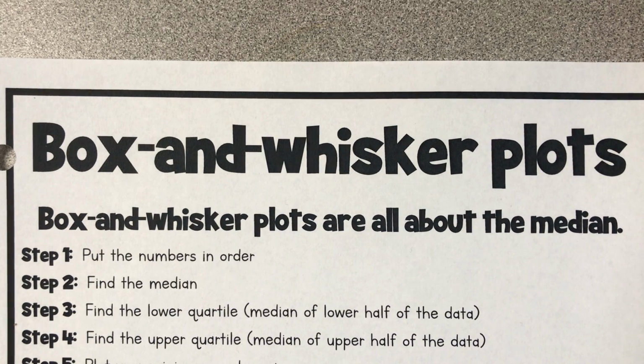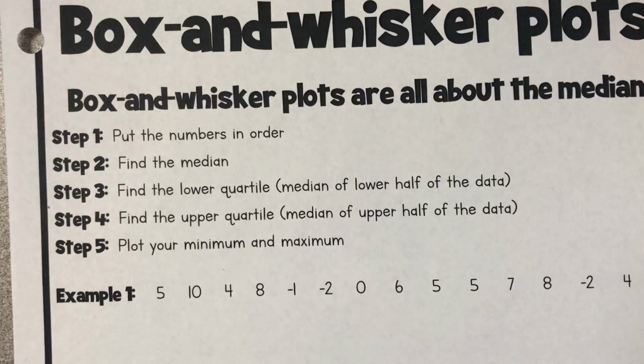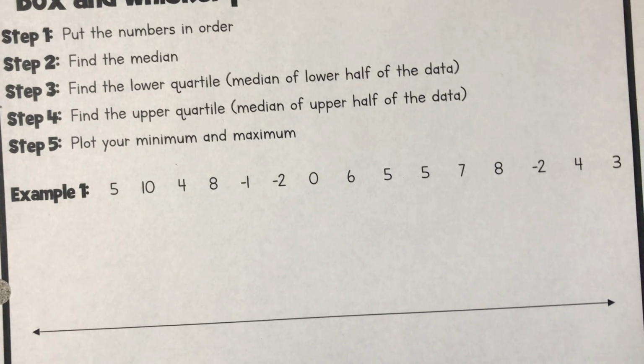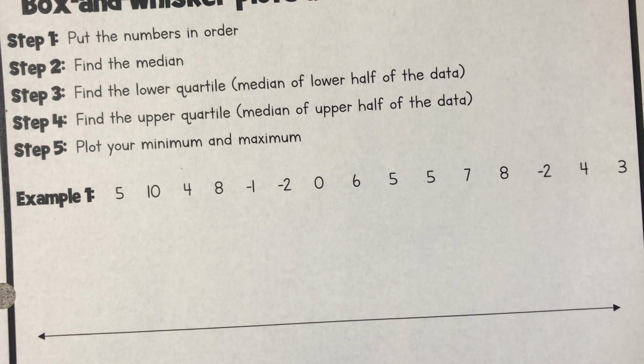So today we're going to learn how to do a box and whisker plot. Box and whisker plots are all about the median. Okay, it's essentially just finding the middle number over and over and over again. So step number one is to put our numbers in order. We're going to go ahead and do an example as we work through these steps.